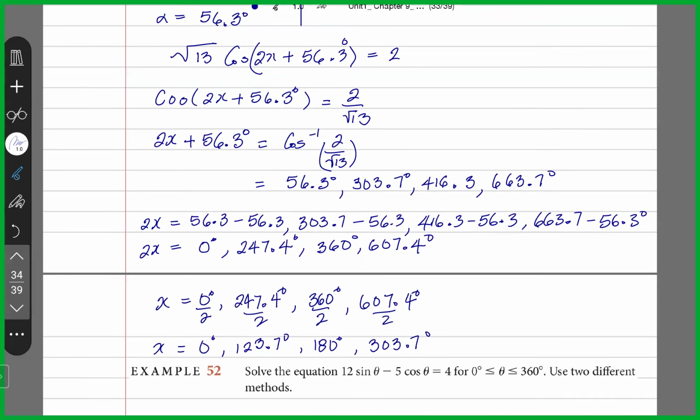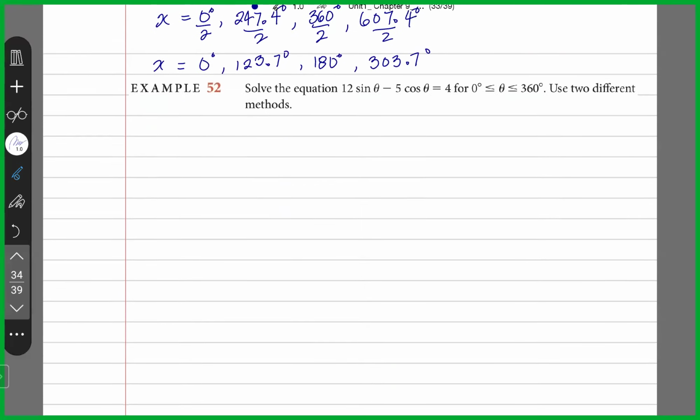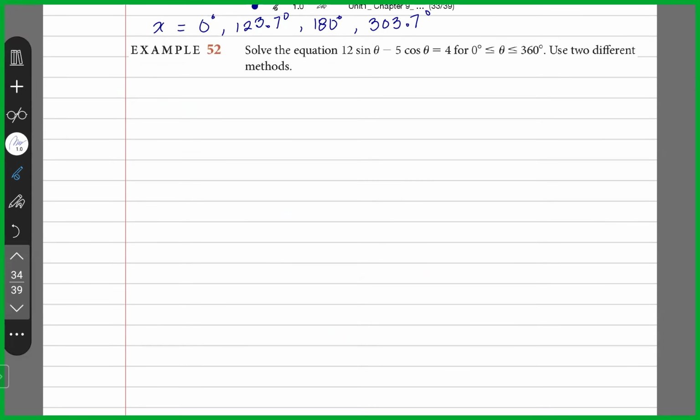All right, so next we're going to look at example 52. Example 52 is asking us to solve the equation 12 sine theta minus 5 cos theta is equal to 4. It says use two different methods. They want values of theta between 0 and 360 degrees. I'm not going to do both methods, but I would at least discuss a possible different approach to the solution.